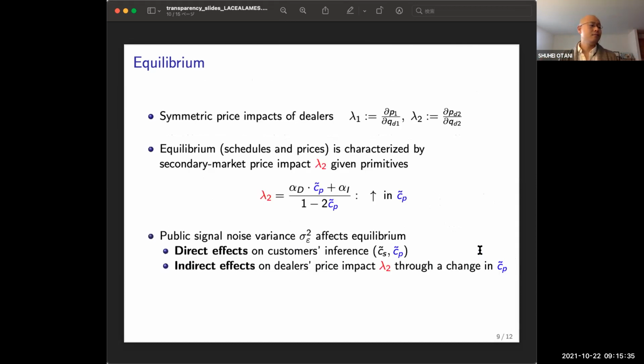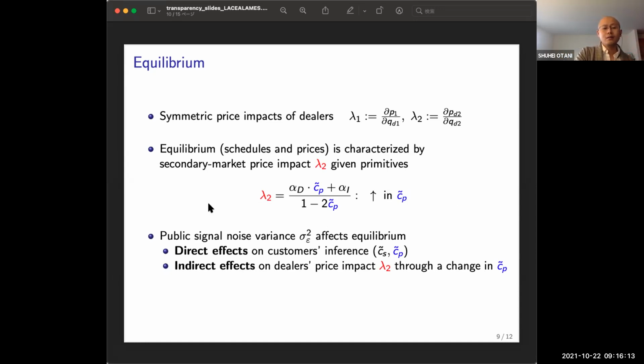And here's the key channel between the noise variance and the equilibrium. So equilibrium schedules and the prices are characterized as functions of the secondary market price impact of dealers. And actually it is increasing in terms of the customer's price inference coefficient. So the public signal noise variance affects equilibrium in two ways. It directly changes the secondary market customer's inference coefficients, and the change in the price inference coefficient in turn changes the dealer's price impact in the secondary market, which is a sufficient statistic about the equilibrium.